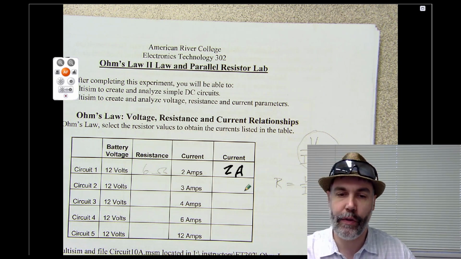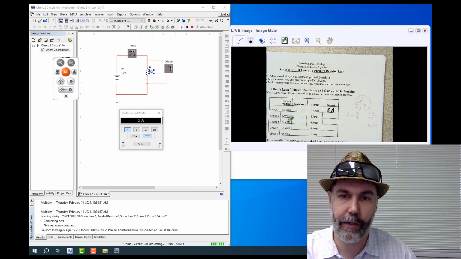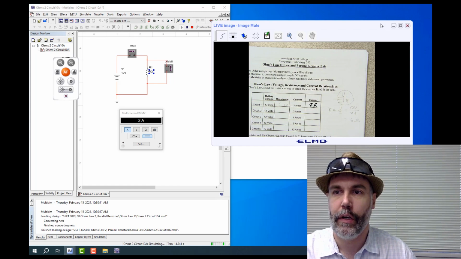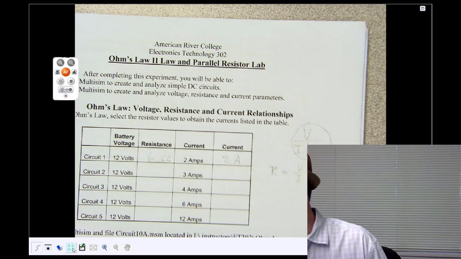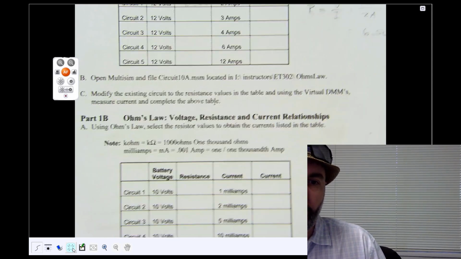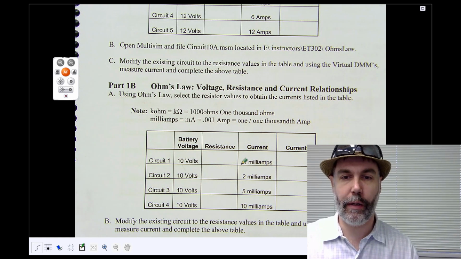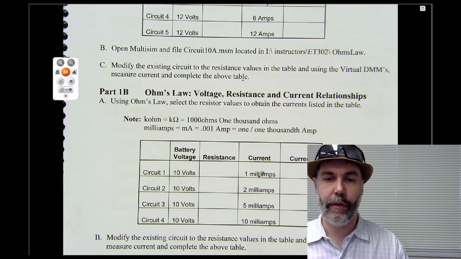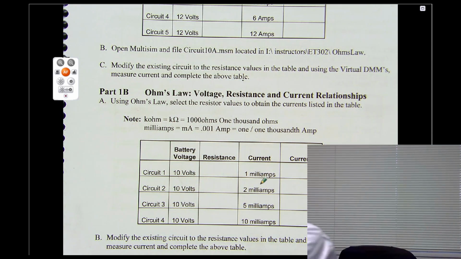So we would do that for each of the values in this table here. Any questions about that? Okay, so that's the first part of the lab. And then the second part is very similar, but you're having resistors or currents that are in the milliamp range.